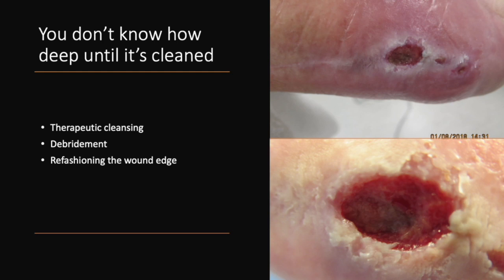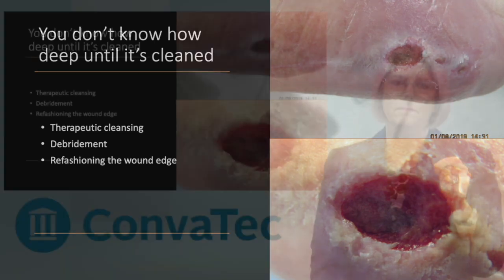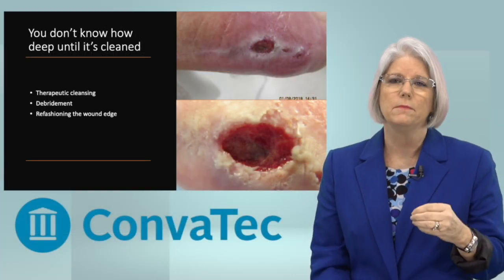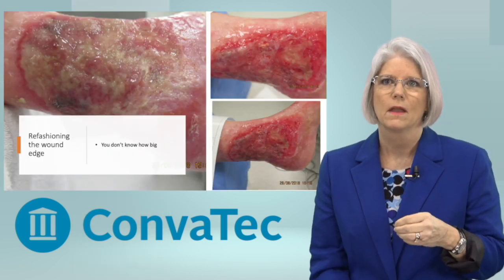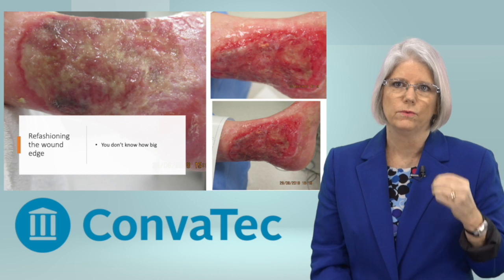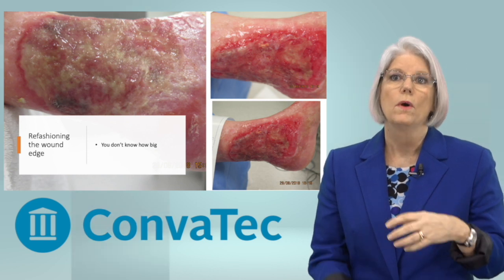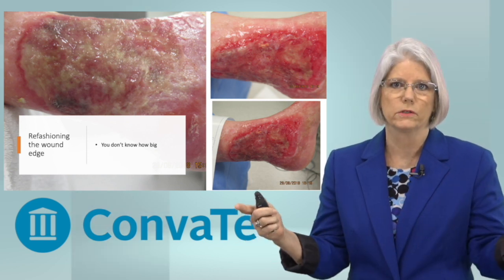This wound in particular is a great illustration of that. And many times for research, we measure before and after, and sometimes just knowing the wounds themselves. So this patient, before cleansing and debridement, was about 0.2 centimeters deep. And then after cleansing and debridement, it was 0.8. Until we refashion the wound edge, we don't know how big or where to measure from.